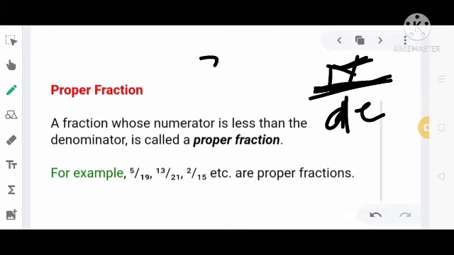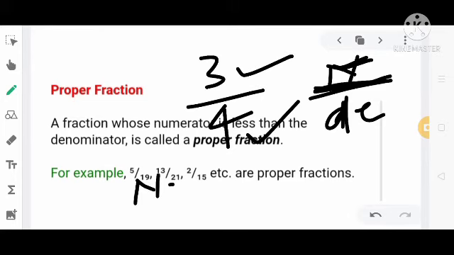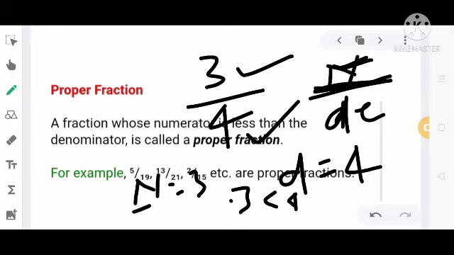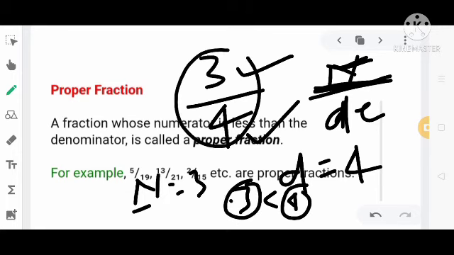Suppose you write this 3 by 4. Here the numerator is 3, denominator is 4. I will represent the numerator by a capital letter N. Numerator equals 3, denominator equals 4. Then 3 is less than 4. It means the numerator is less than the denominator, so this fraction is a proper fraction. Proper fraction means that it is valid.